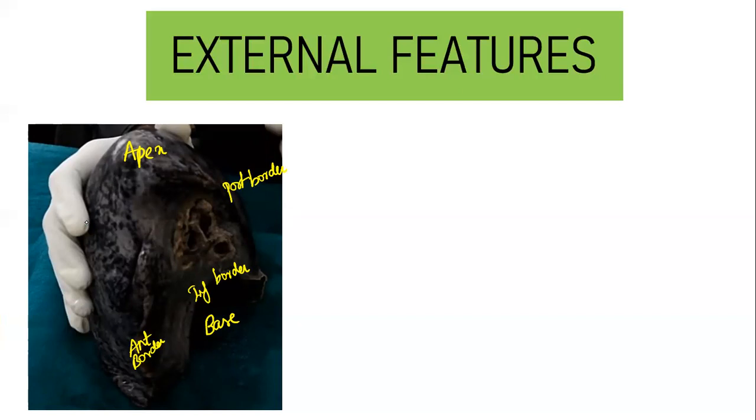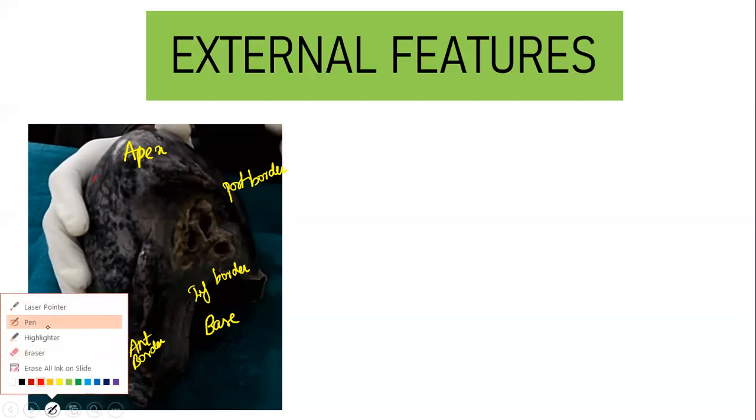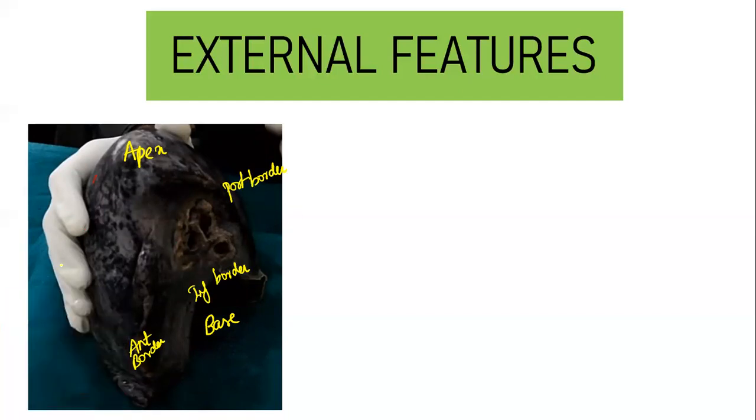What is a surface? A surface is basically the point of contact, right? You would have studied in physics. Similarly, this is a point of contact, and this is another point of contact. So the surface where the examiner's fingers are resting is called the costal surface, because this surface of the lung is going to come in contact with the ribs, hence the name costal surface.